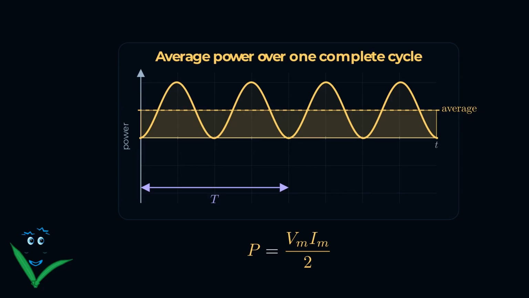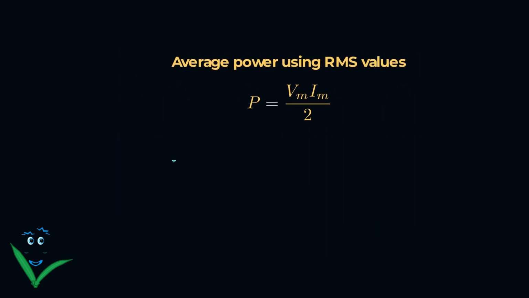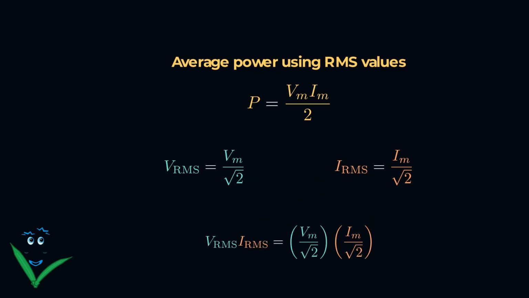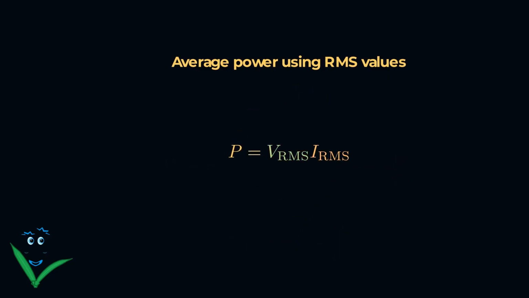Average AC power is normally calculated using RMS values. For a sinusoidal waveform, the RMS voltage is the peak voltage divided by the square root of 2, and the RMS current is the peak current divided by the square root of 2. Multiplying them gives the same result, Vm multiplied by Im divided by 2. The average power in a purely resistive circuit can therefore be found by multiplying the RMS voltage by the RMS current. From this point onward, capital V and capital I will represent RMS values.